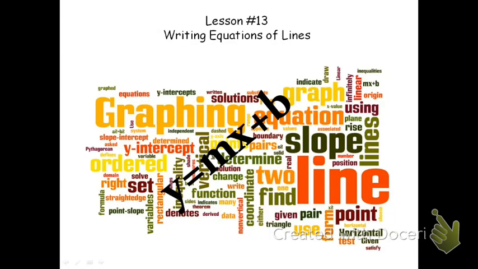EACC Math Lesson number 13, Writing Equations of Lines. Here in the middle of all this verbiage is the slope-intercept form of a linear equation. The m stands for the slope and the b is the y-intercept. Today we're going to look at writing some basic equations, given a little bit of information about the line. This is going to be important later on when we use these linear equations to model real-world data and make predictions.